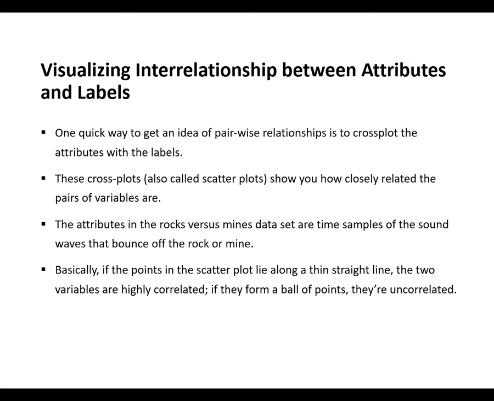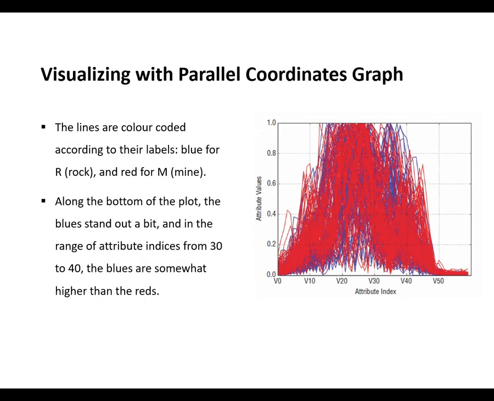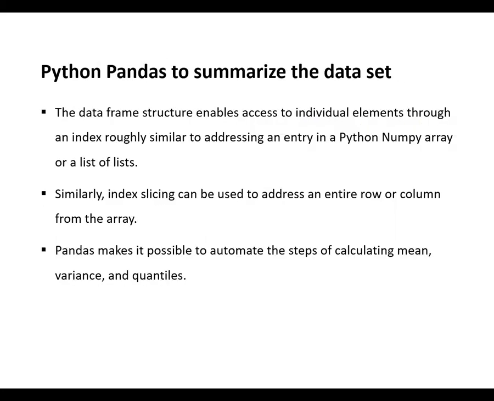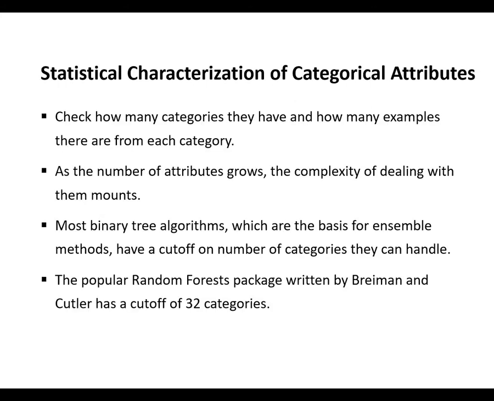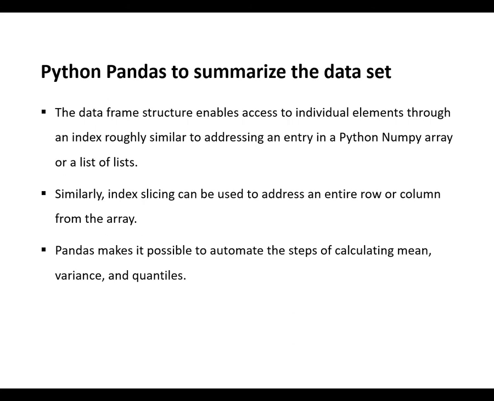In the last session we had studied the scatter plot as well as the parallel coordinates plot. Last time we had also studied about the data frame, here it is, and the categorical attributes. We saw that using the data frame we can have a lot of statistics as far as Python is concerned, or as far as reading the data from the CSV file is concerned.